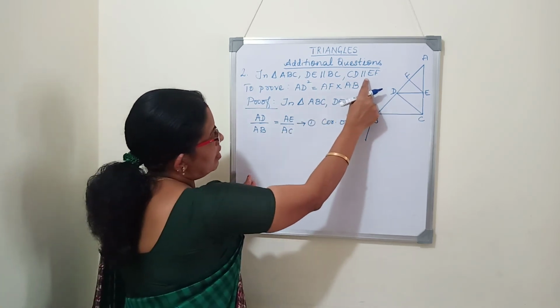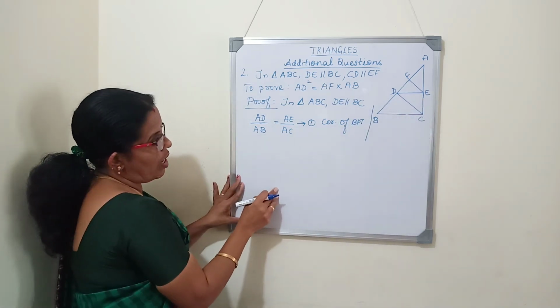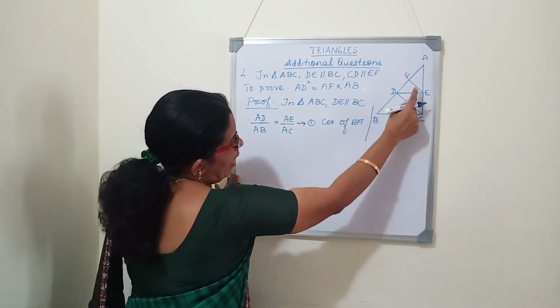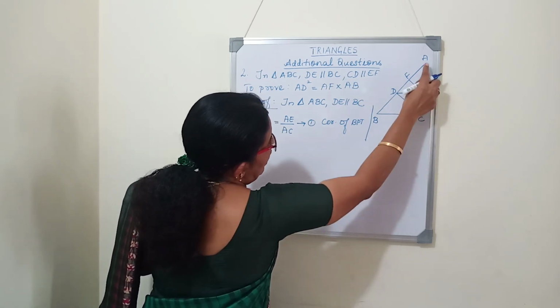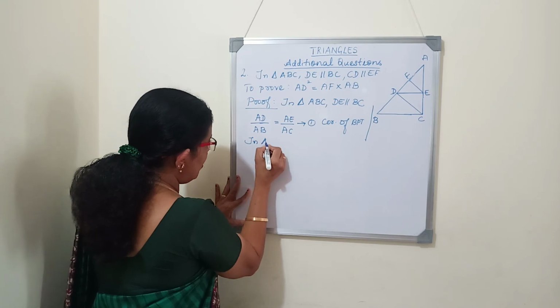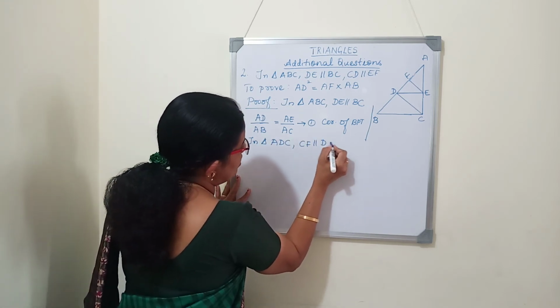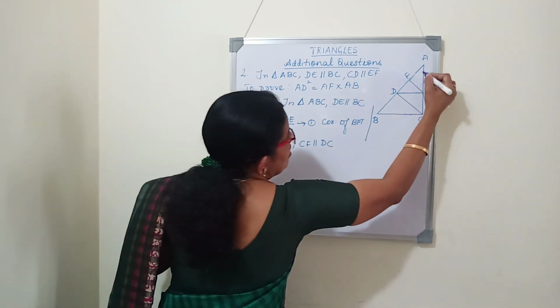Now we will see the second part of the given. CD parallel to EF. In which triangle? In triangle ADC, EF is parallel to DC. So how can we write the corollary?